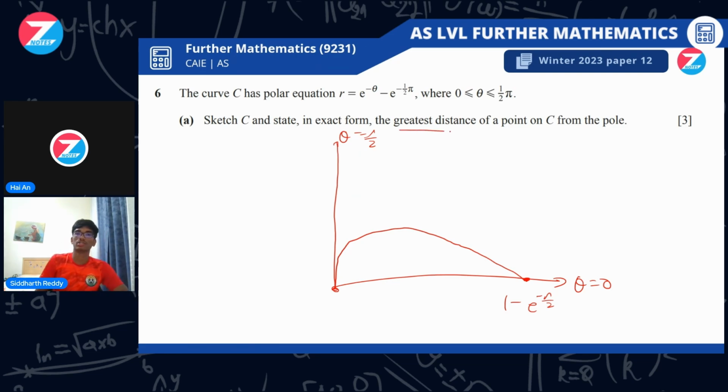So the greatest distance of a point on C from the pole is obviously this one. So this is obviously the greatest distance. So the greatest distance is 1 minus e to the minus pi by 2.